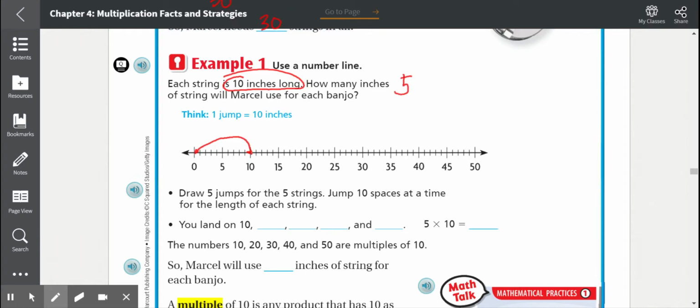So that's 10. 10 more would be 20. 10 more would be 30. 10 more would be 40, and then 10 more would be 50. Draw 5 jumps for the 5 strings, and that's what we did. And so we landed on 10, 20, 30, 40, and 50. So we know that 5 times 10 equals 50. So Marcel will use 50 inches of string for each banjo.